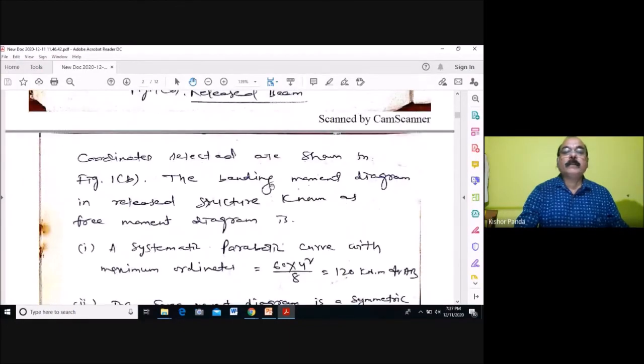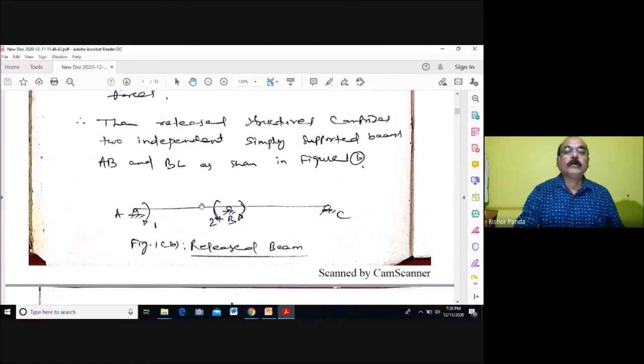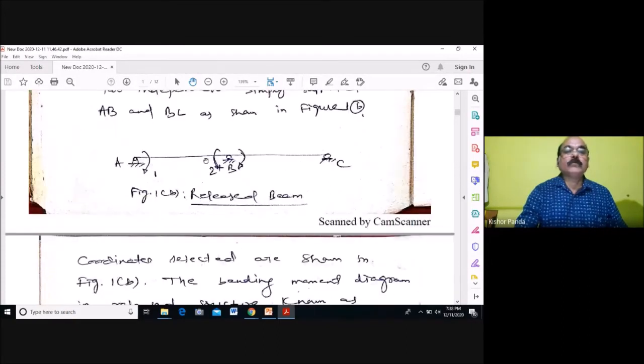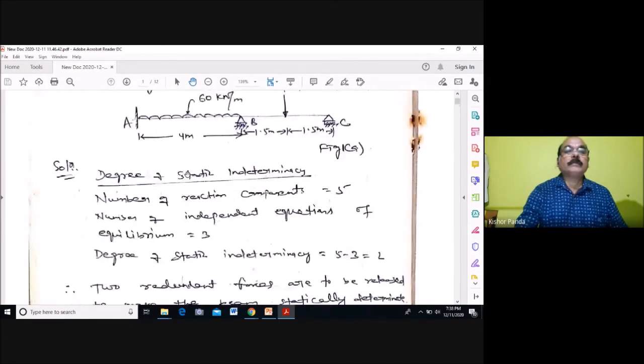The bending moment diagram in the released structure is known as the free moment diagram, because here you have the uniformly distributed load and here the point load. Due to this UDL and this point load, you must draw the bending moment diagram. If there is a UDL, the bending moment diagram is parabolic. And what is the maximum ordinate? The maximum bending moment is WL square by 8.